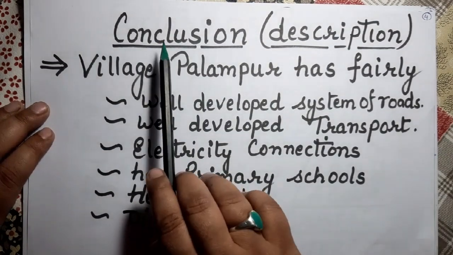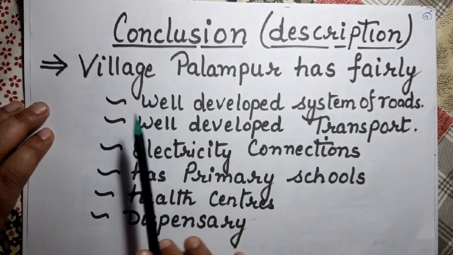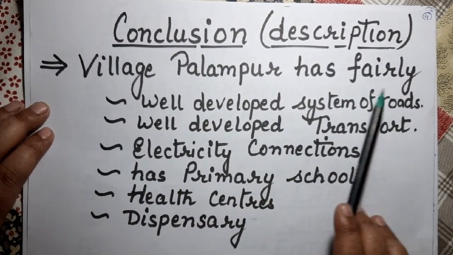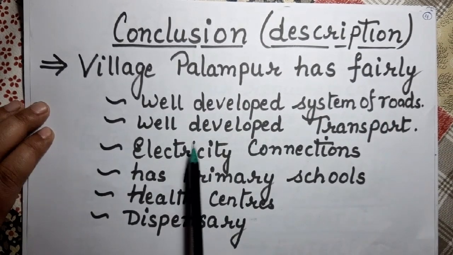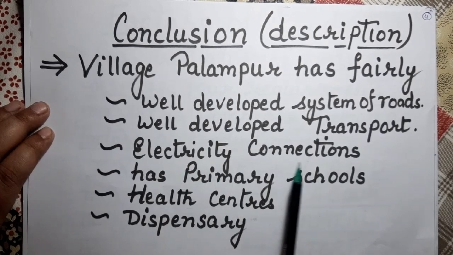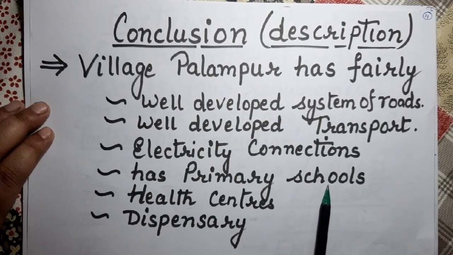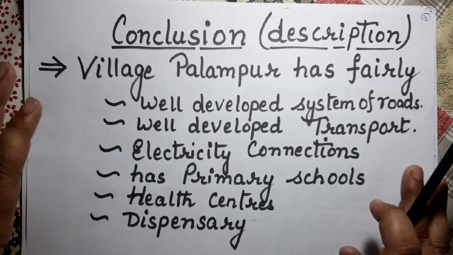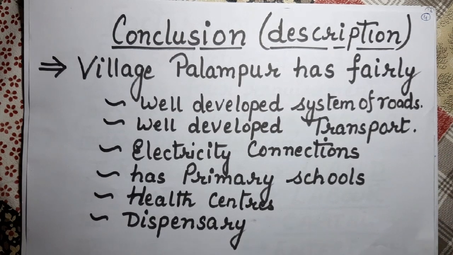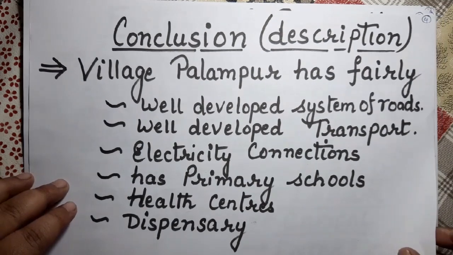Now let's go for the conclusion. In conclusion, you can say that village Palampur has a fairly well developed system of roads, well developed transport, electricity connectivity, and has primary schools with health centers and a dispensary. So till here what you studied about village Palampur is that the village is very much developed, as it has well developed roads, transportation system, electric connections, schools and dispensaries. It means that the village is quite developed.